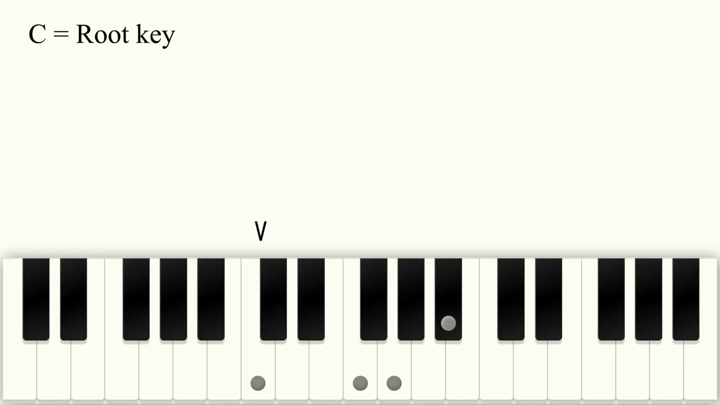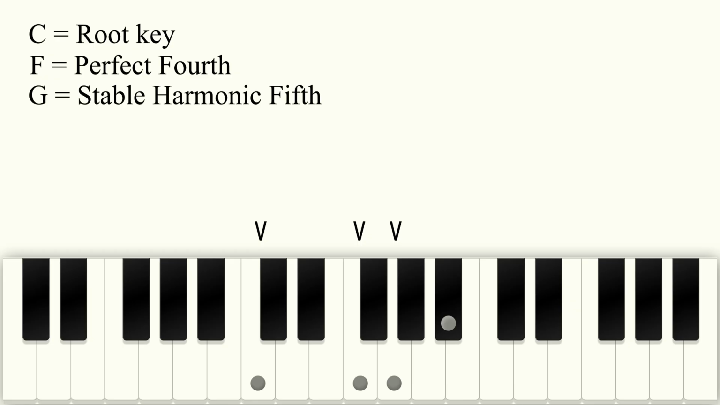First, the root key, the foundational note of the chord, which is C. Next is the perfect 4th, which is F, that replaces the standard E, aka the major 3rd. G, the perfect 5th, the stable harmonic component, and lastly, B flat, which adds the dominant 7 quality.